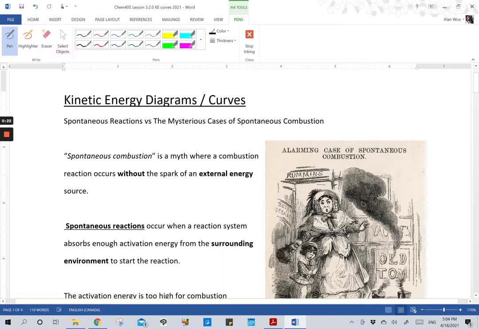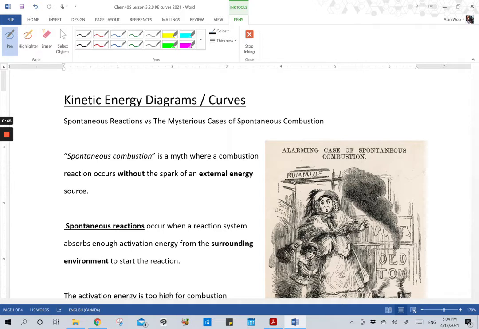This is where people have the notion that things can just combust without any extra energy being added to it. It's like saying you have a sheet of paper sitting on your table, and all of a sudden it just bursts into flames. We know that doesn't happen, because of activation energy.